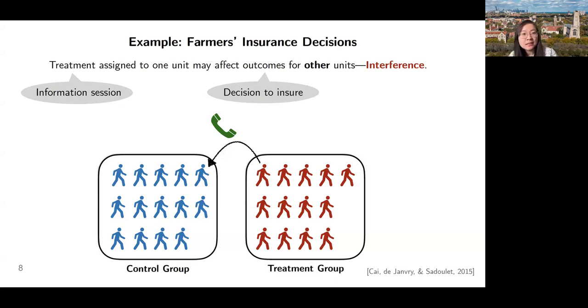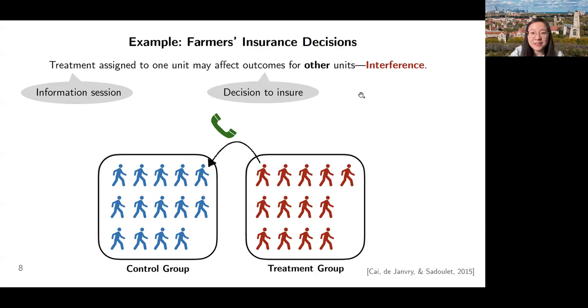In this particular case, the treatment is whether someone goes to the information session or not, and the outcome is their financial decision of whether they purchase the weather insurance or not. And in this case, we see that Jing's treatment, because Jing went to this information session, she knows about this weather insurance, has an impact not only on her own outcome, but also has an impact on my outcome. So that's what we call interference, or sometimes we also call this cross-unit interference.